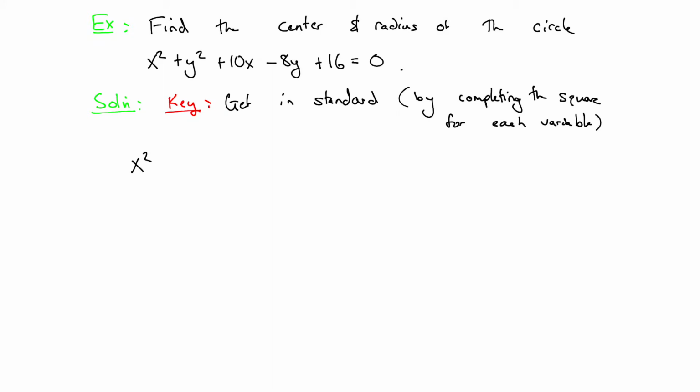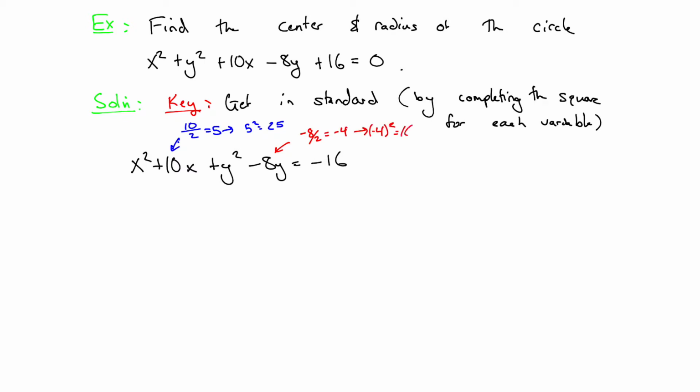So, I'm going to just rearrange this so that the x terms are together and the y terms are together, and then the 16 is on the other side. This is how I do it, but there are other ways. So, x squared plus 10x plus y squared minus 8y equals negative 16. Now, I need to complete the square on both of these. The way you do that is you look at the b term, divide it by 2, and then square that. So 5 squared is 25. And here, the b term is negative 8. Divide that by 2, you get negative 4. Square that, you get negative 4 squared, which is positive 16.